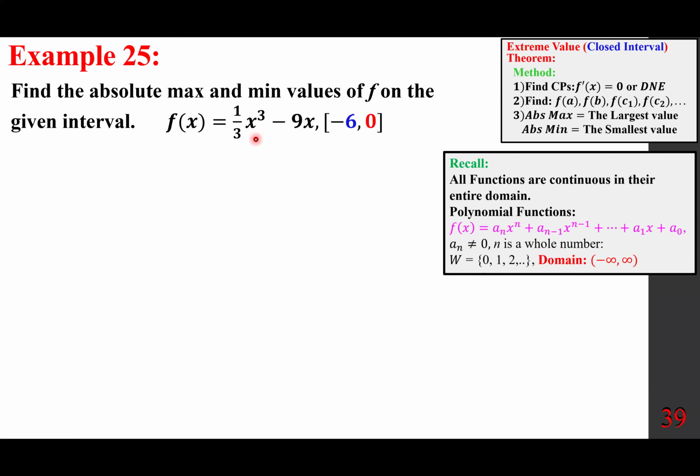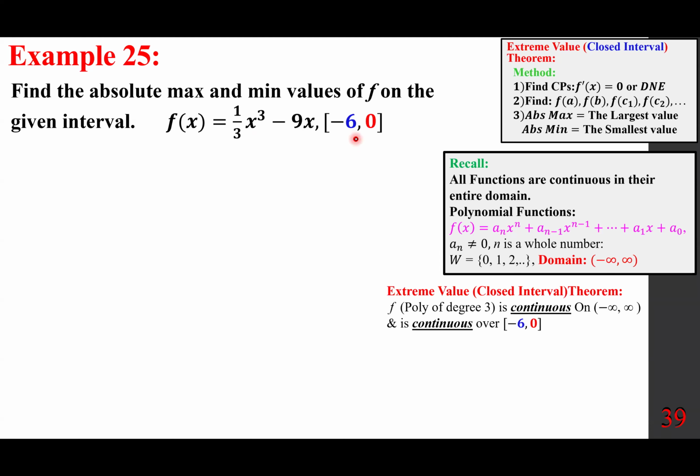Now, what is this? A polynomial of degree 3. Domain is all real numbers. That means it's continuous from negative to positive infinity. Therefore, it must be continuous in the given interval of -6 to 0. We go back to the process.